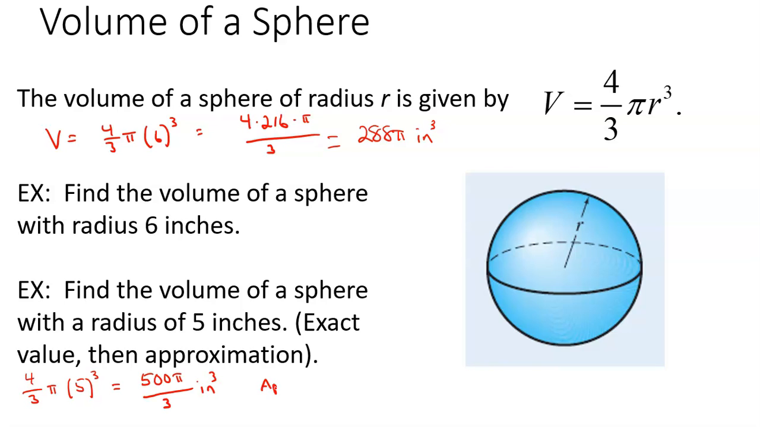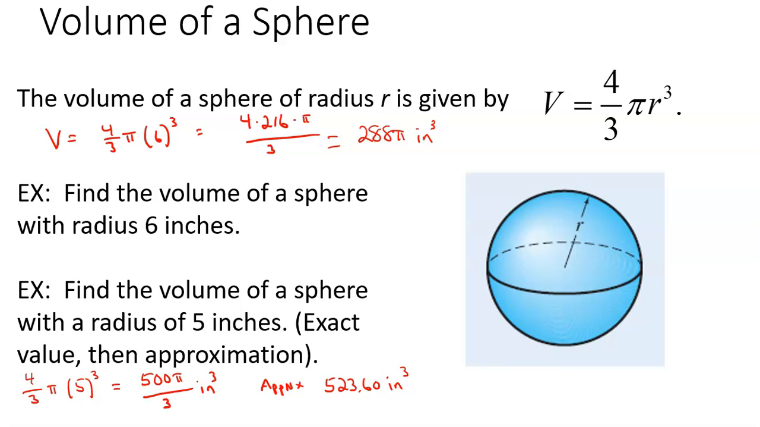Or if I want an approximation, use the pi key on your calculator to come up with an approximation. So do 500 times pi divided by 3. Right? I get 523.60. It's really 598, but that rounds out to a 6. And then I want to indicate that I'm actually accurate to 2 decimal places, so I would put in that 0 to show that level of accuracy.